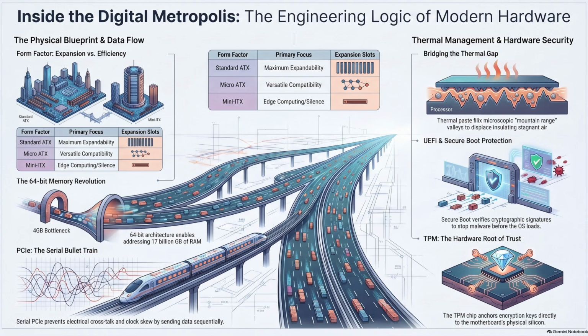Right. But modern PCIe is serial. It sends data one bit at a time, sequentially, over a single dedicated pathway called a lane. Which seems counterintuitive at first. It really does. To use an analogy, the old PCI is like a 64-lane highway where cars are driving side by side. Modern PCIe is like a single, hyper-fast bullet train track. I love that. It is a great way to visualize it.